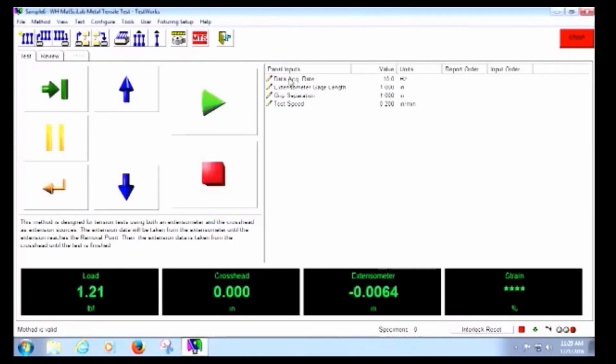And here we have our main display. We have the menus, a toolbar. Here are the main controls for operating the device. Here are some important testing parameters.